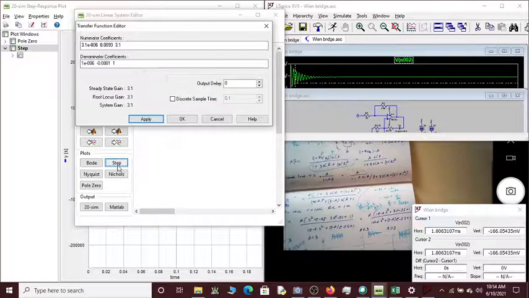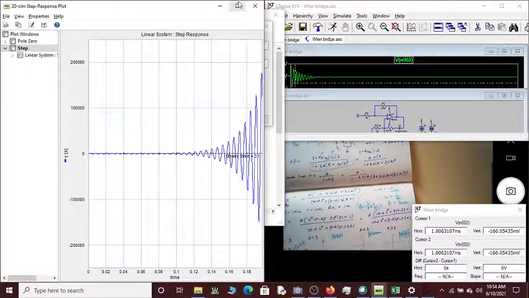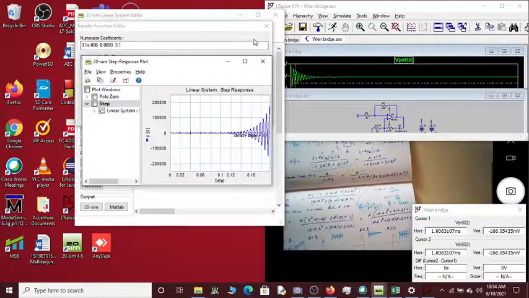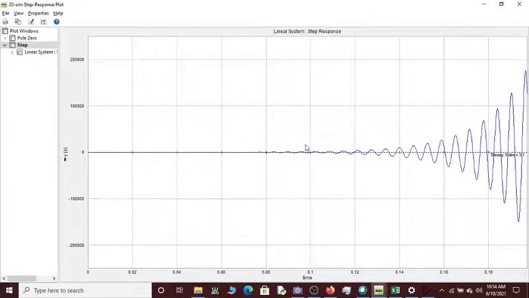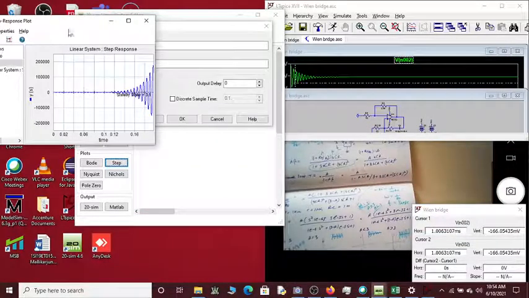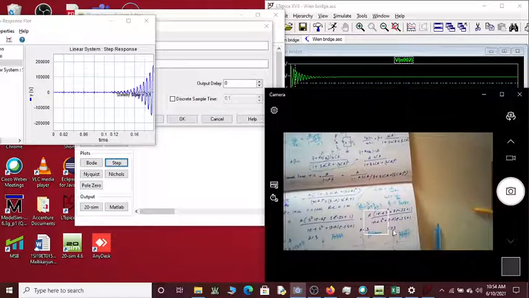See what is the step response. See now, step response is an unstable system. We are getting an unstable system if the gain of the amplifier is more than 3. So that's what we saw here. See now, if the gain is more than 3, you have an unstable system, which we have seen there also.